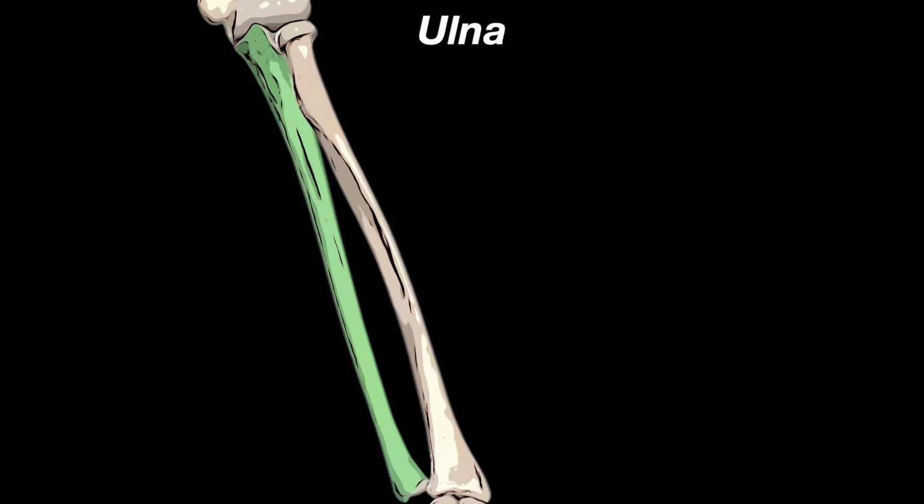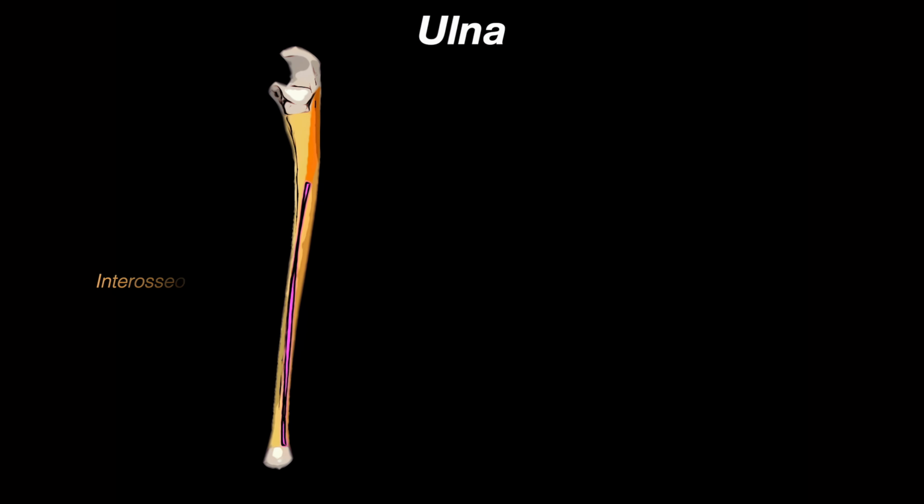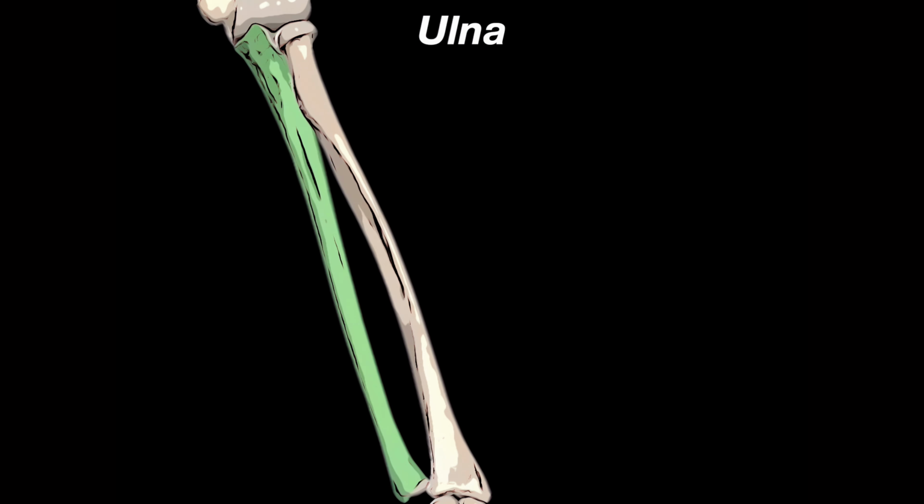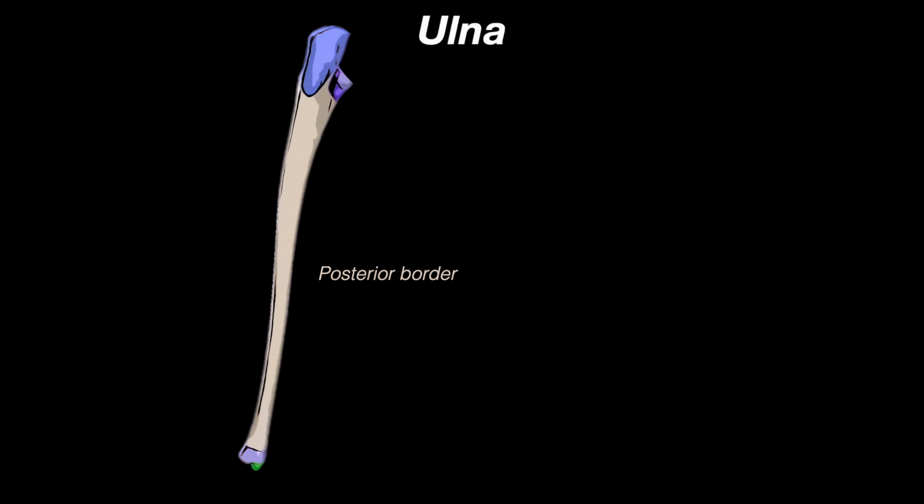The body of the ulna is the long part of the bone, which extends between its proximal and distal ends. It consists of anterior, posterior, and interosseous borders, and these define its anterior, posterior, and medial surfaces. The posterior border of the ulna is also subcutaneous and can be palpated along its entire length.